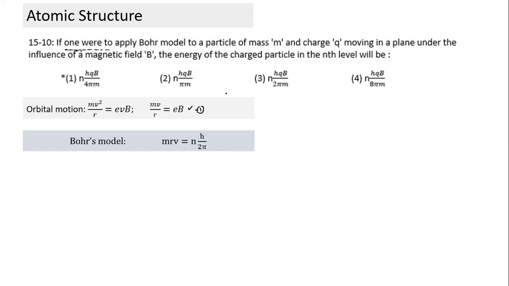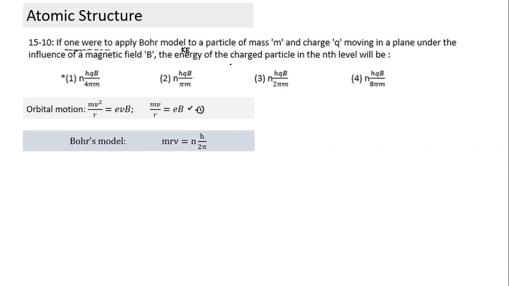What I need to calculate is the energy of the charged particle in the nth level. How would you calculate the energy of the charged particle? Basically, in the case of a magnetic field, there's no potential energy. We have to calculate kinetic energy. So what do I need to do from these 2 equations? Can you think of a method to solve this one?